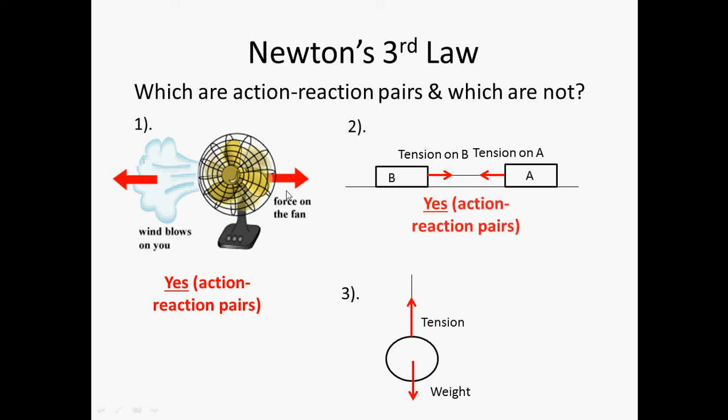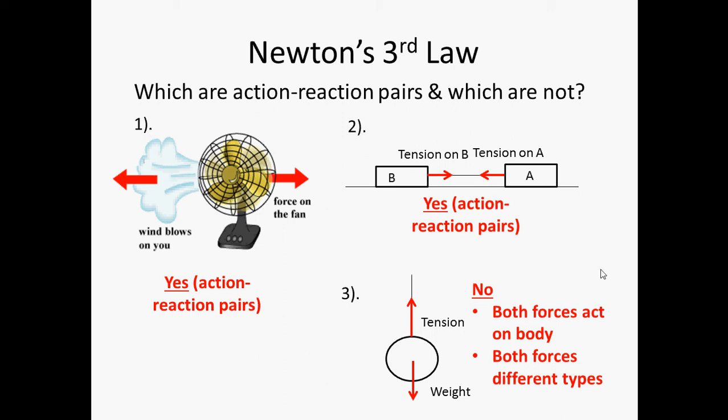Second case is also yes, they are an action-reaction pair. The two forces are equal and opposite, and the tension on B acts on B. The tension on A acts on A, and both are tension, so they are an action-reaction pair. And lastly, the third one is no, they are not an action-reaction pair because both forces act on the same body, and at the same time both are different types of forces. One is a tension, the other one is a weight.